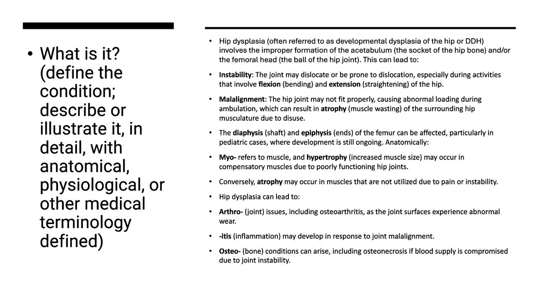Hip dysplasia can lead to joint issues, including osteoarthritis, as the joint surfaces experience abnormal wear. It could also cause some inflammation that may develop in response to joint malalignment. Osteo, which refers to bone, conditions can arise if the blood supply is compromised due to instability.